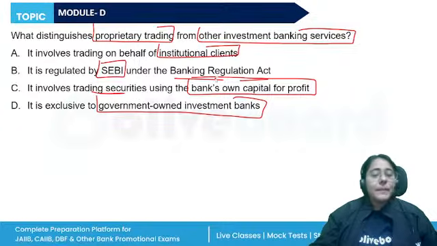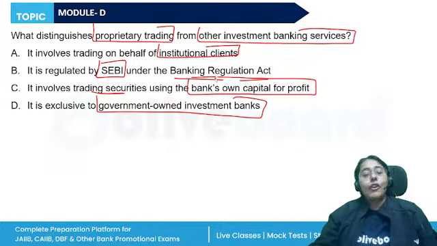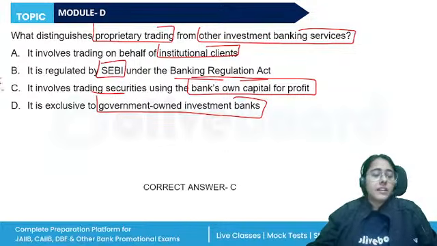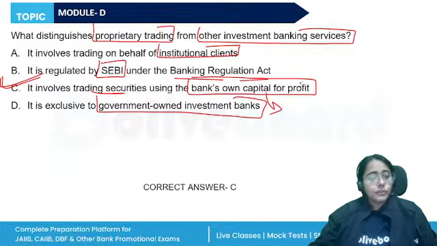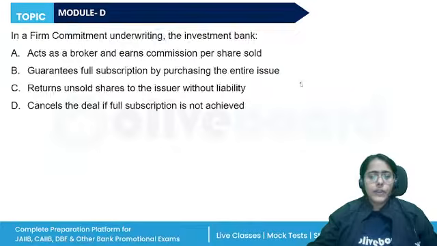Proprietary trading would mean buying and selling securities, right? Simple. What do the investment banks do? They involve trading security using the bank's own capital for profit. The bank's own capital, it is used to create the various stocks, equity, whatever they want to issue. Right? So, C.